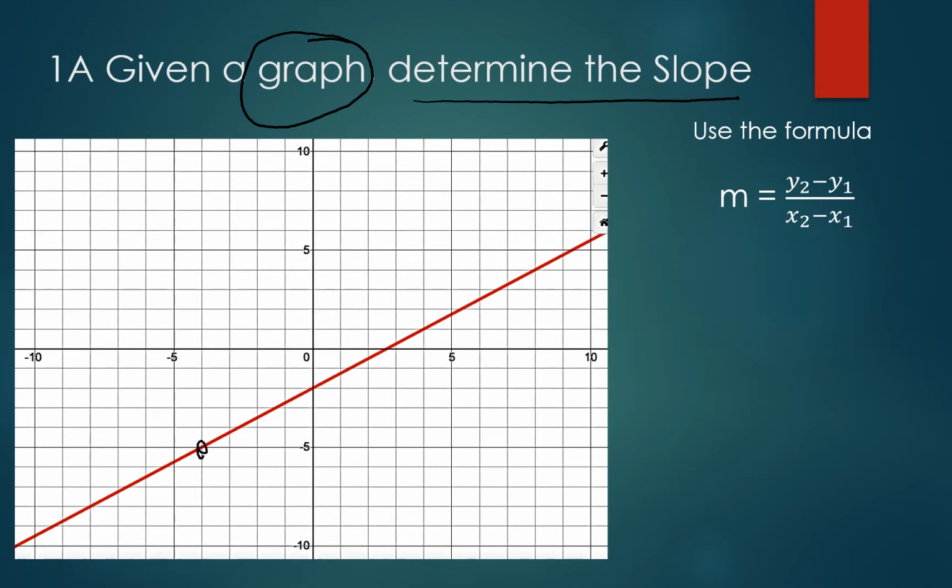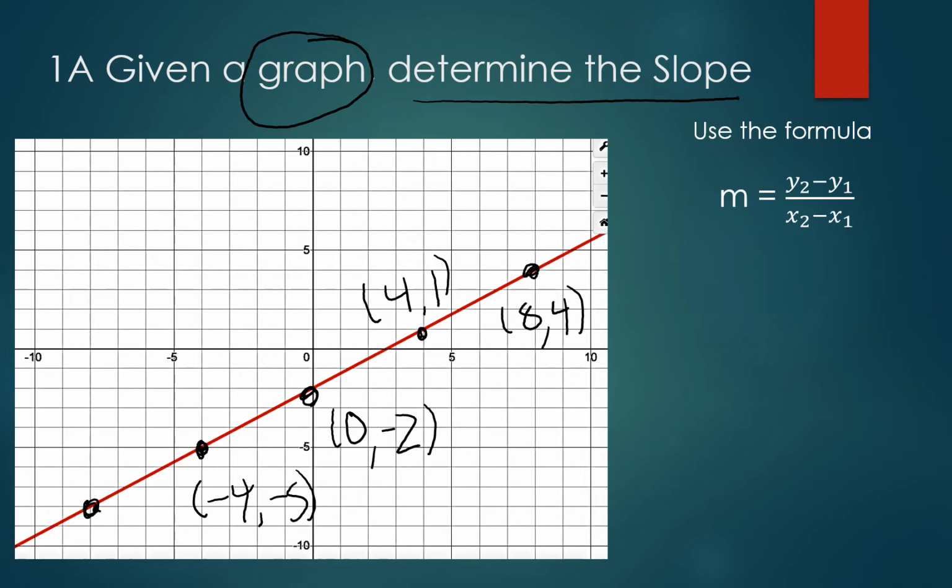So I'm going to find a point right there, and that point is -4, -5. This is 0, -2. This is 4, 1. This point here is 8, 4. So you can use any of those points. There's another one right here also, but it doesn't matter. You just need 2.